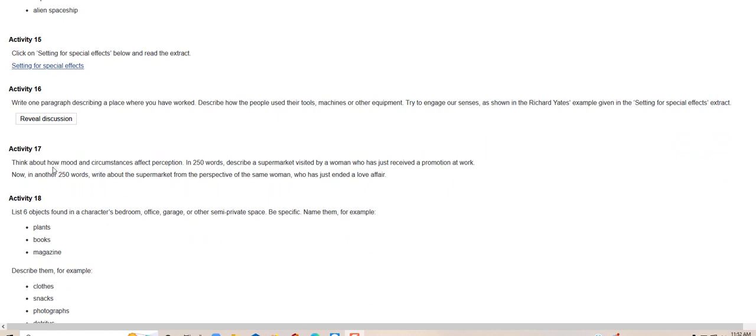Think about how mood and circumstances affect perception. In 250 words, describe a supermarket visited by a woman who has just received a promotion at work. Now, in another 250 words, write about the supermarket from the perspective of the same woman who has just ended a love affair. Okay, so here is all about how our moods color how we feel about our surroundings.